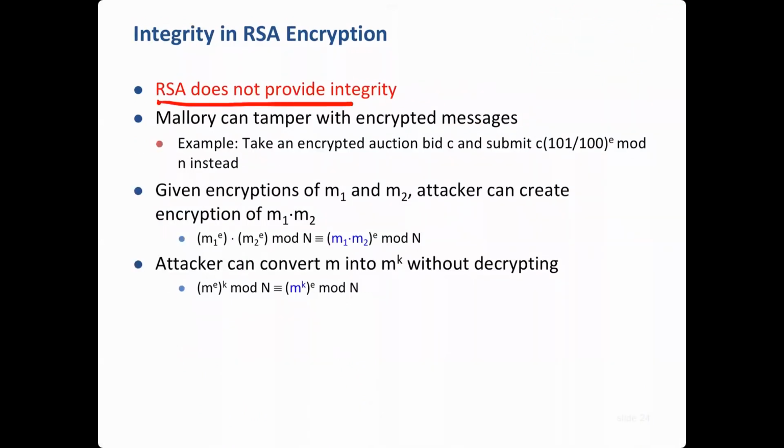Now, RSA does not provide any integrity, because Mallory can tamper with the encrypted message. What we are doing is encrypting using Bob's public key, which Mallory can also do. So Mallory can change the message. One simple trick: suppose Alice sends encryptions of M1 and M2, which are M1 raised to the power E and M2 raised to the power E. Mallory can multiply these two and take mod N. So this will be (M1 times M2) raised to the power E mod N. So she gets some information.